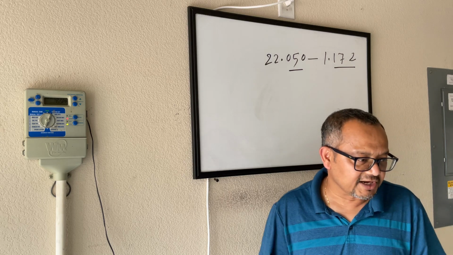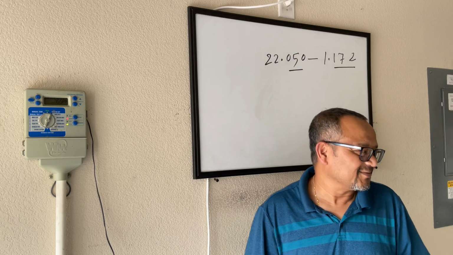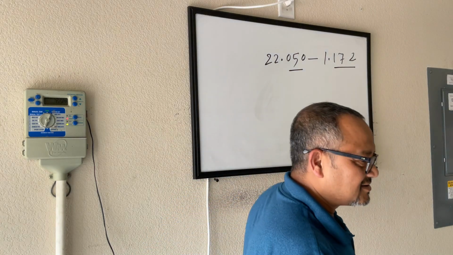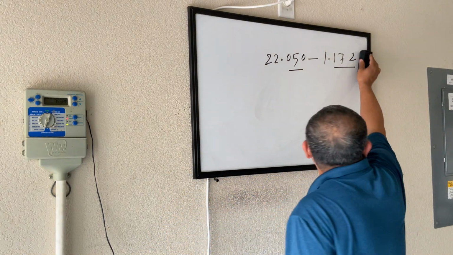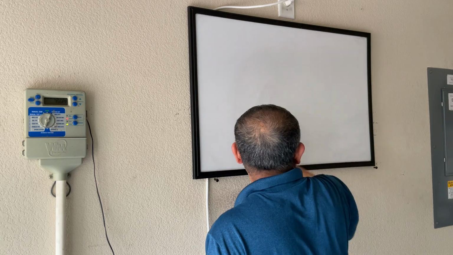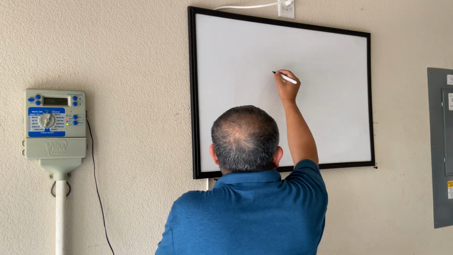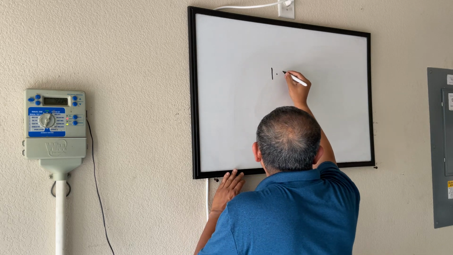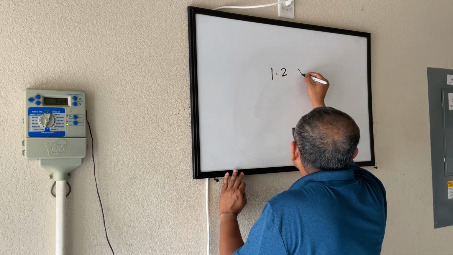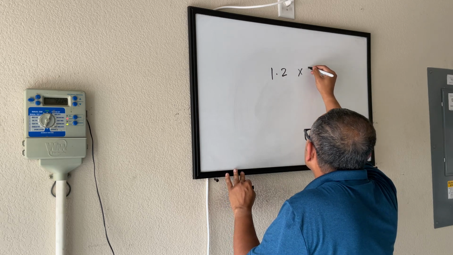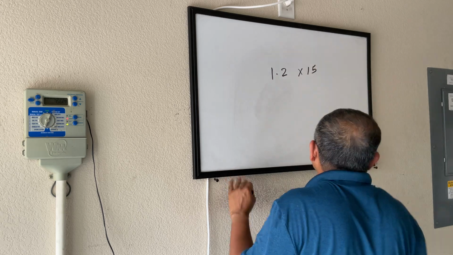Now let's make it complicated. For real. Let's do it. Now are we going to do multiplication and division with this? Yes, sir. We'll do multiplication and division. Are we ready for it? Okay. 1.2 multiplied by 15.